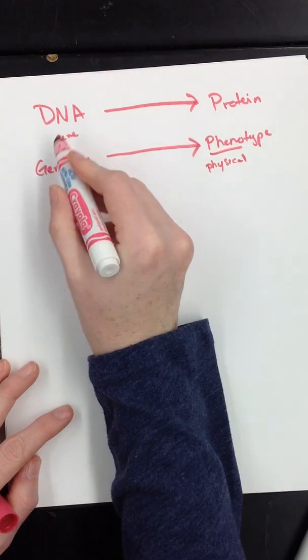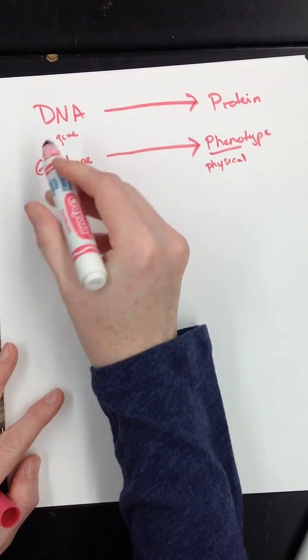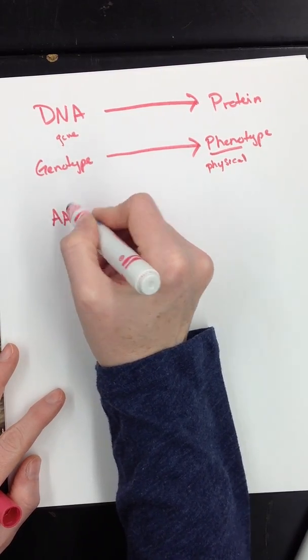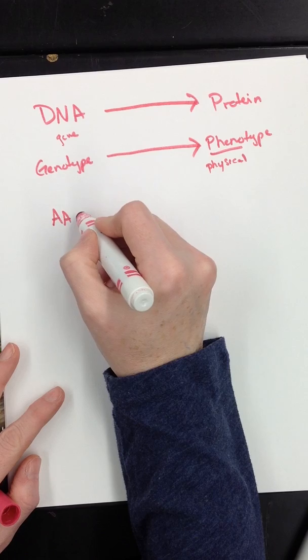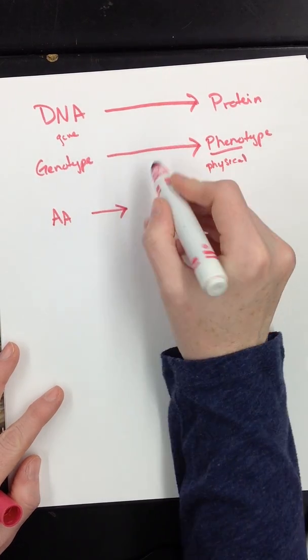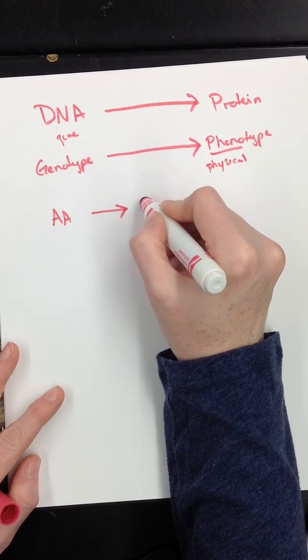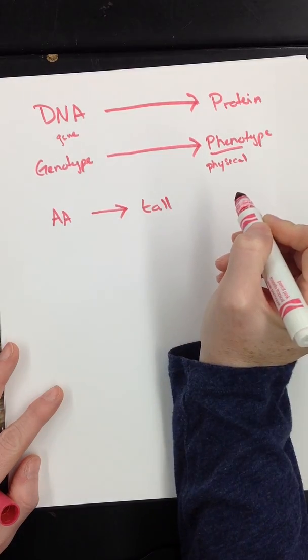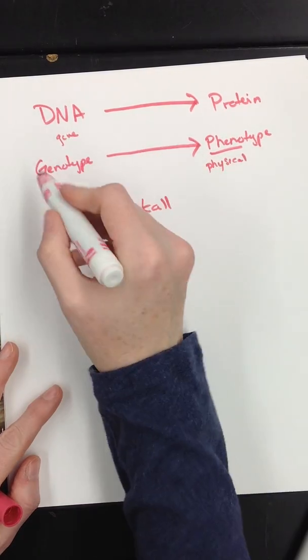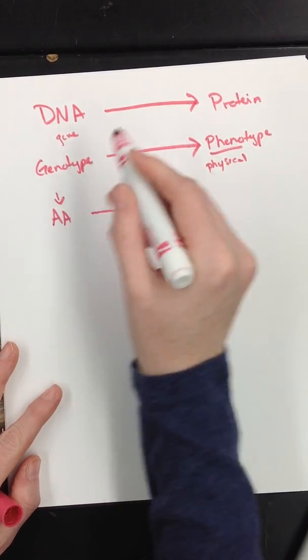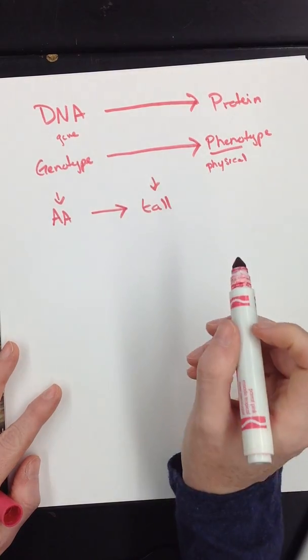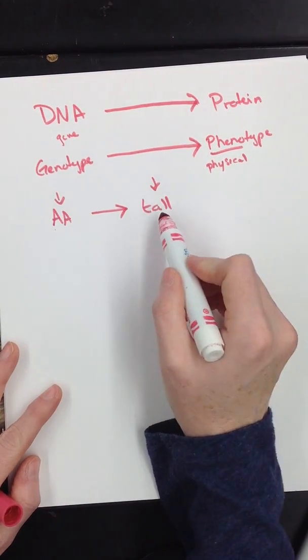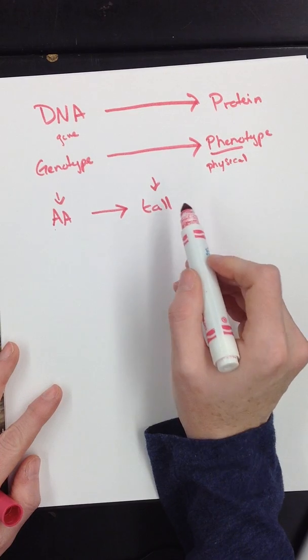That's called a phenotype, because pheno is physical. So maybe I have a genotype, those are my genes. Maybe my genotype is big A, and maybe that big A is going to code for a person that's really tall. Here's my DNA, here's my information, and then here's my physical expression of it. My genes tell me what I'm going to look like.